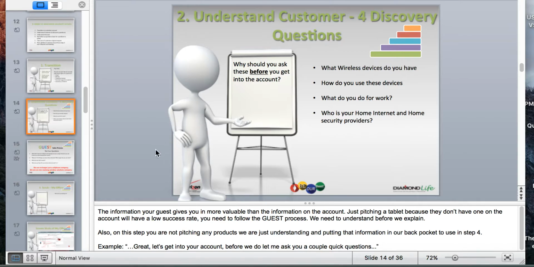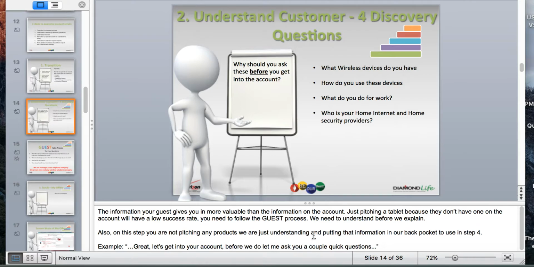How does that work? Well, the reason for that is what we understand from our customer is more important than what we understand from the account, right? It also gives us more opportunities from step 4 to be finding out additional things from our customer on products that we can sell. If you're just pitching a tablet just because they don't have one, you're not going to have a high success rate. But if you found a problem that you can solve, that a tablet can solve, now you have a much higher success rate.